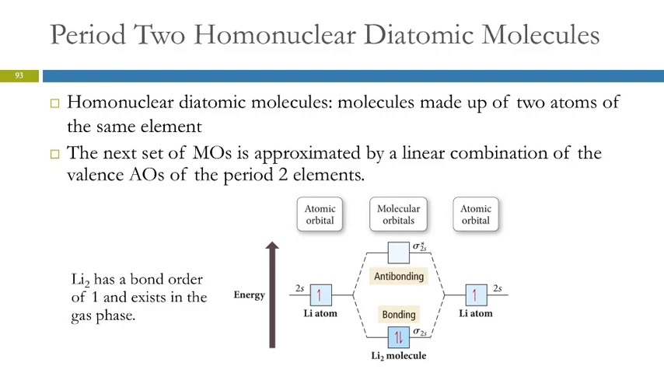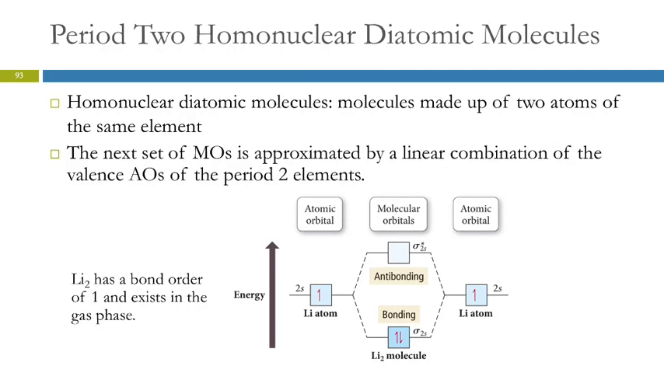So that was period 1. We talked about hydrogen and helium. Now we're going to look at period 2. Period 2, homonuclear. Homo is a prefix that means the same, so the same nucleus. So here we're talking about 2 atoms of the same element making a molecule. We will also briefly talk about heteronuclear diatomic molecules.